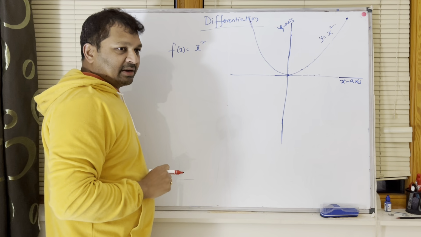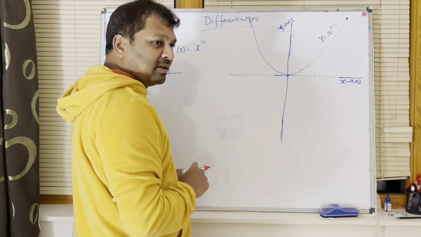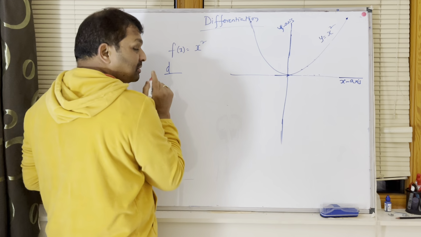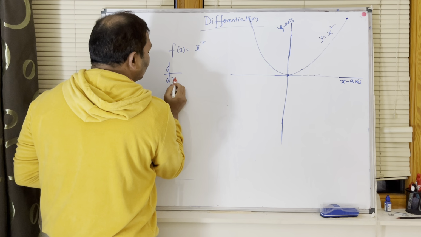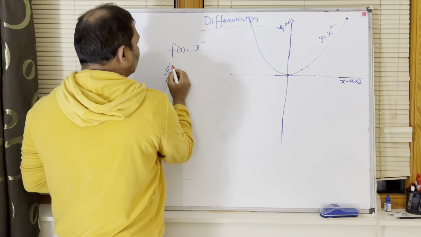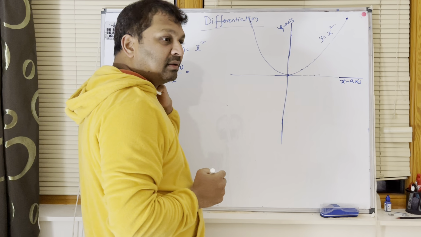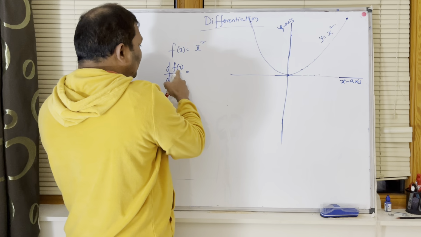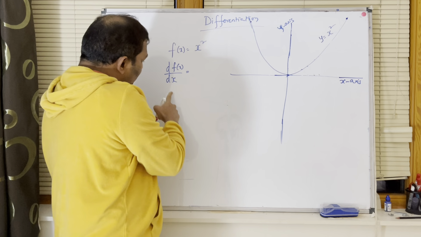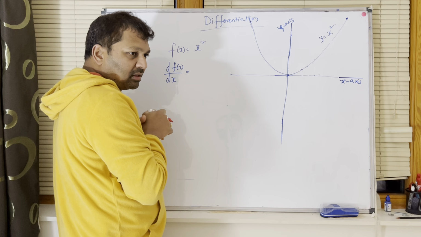So let's differentiate it. Differentiation with respect to what? With respect to x only. Whatever you put down here is the variable with respect to which we differentiate, so d f(x) by dx, which is dy by dx, with respect to x. That is why we put a dx down: dy by dx.